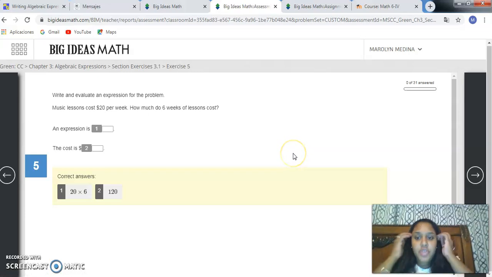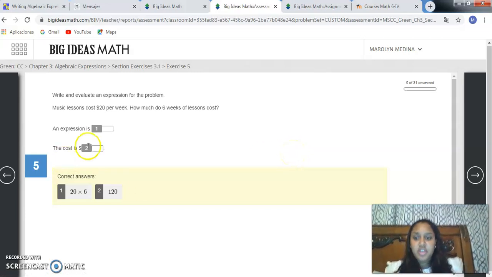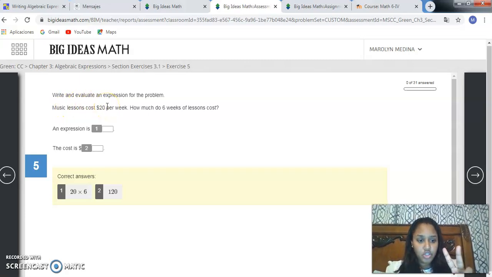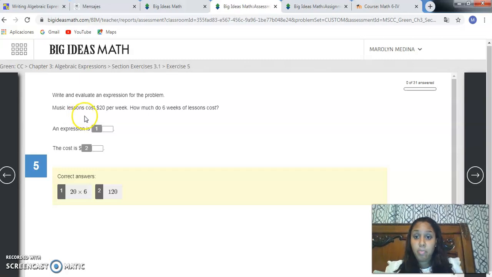Okay, so this one is evaluating expressions. Here they're telling me, for example, write and evaluate an expression. Here I have two things to do. Number one, I have to write down the numerical expression, and number two, I have to give the answer. The first one tells me music lessons cost $20 per week. That means $20 each week. How much do 6 weeks of lessons cost?